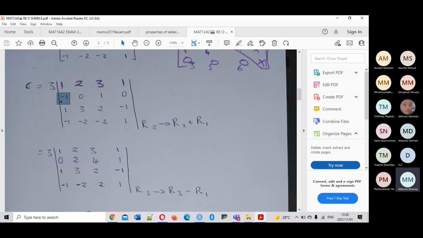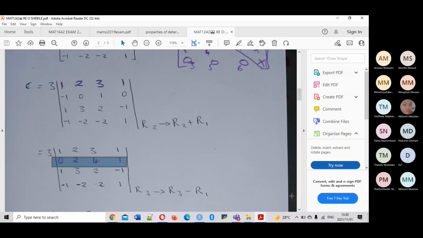So far, do you understand? Do you understand why we said row 2 is going to be given by row 2 plus row 1? So that we may have 0 here. Are we still together? Yes. Okay. Now it means we are going to have this thing. If you say row 2 is given by row 2 plus row 1, we are going to have those numbers.